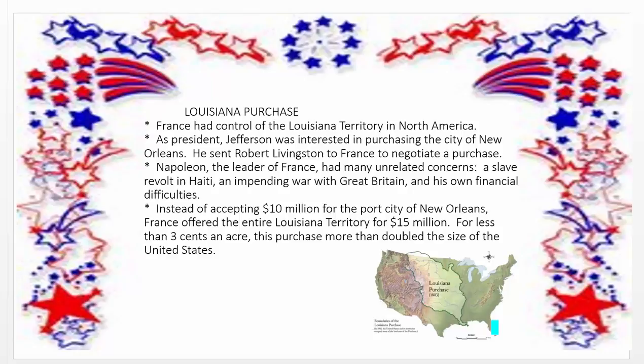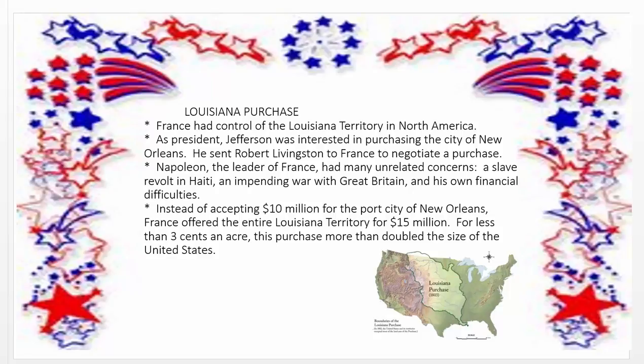Now, I don't know if you're interested in this, but France was the original founder of New Orleans, but then lost New Orleans to Spain. But then when Napoleon became the leader, the Louisiana Territory came back to France. And that was a little bit troubling for Jefferson. So we had to make this deal with France. And he sent Robert Livingston to negotiate a purchase of the city.